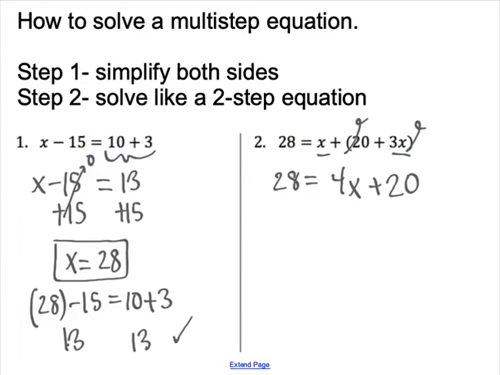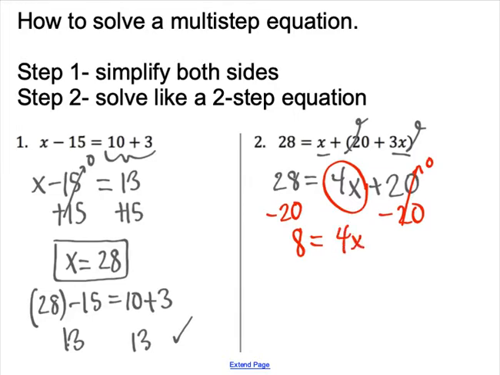Next, we're trying to get the x by itself. First, we need to isolate the variable term, 4x. We're going to do that by getting rid of the plus 20 with a negative 20. And that gives us 28 minus 20 is 8. And that gets rid of the other term. Now we've got the variable term by itself.